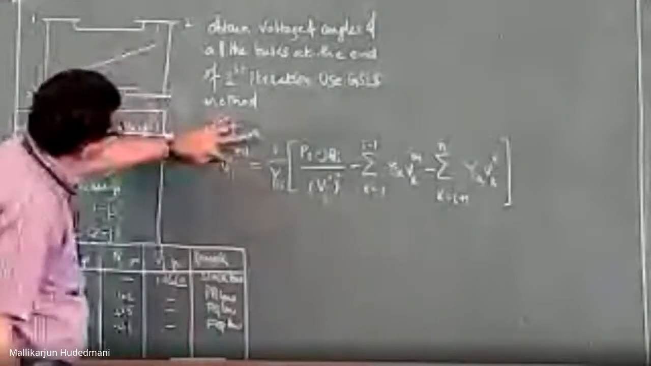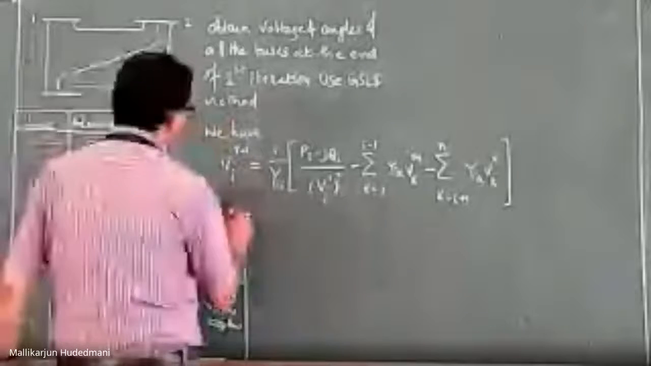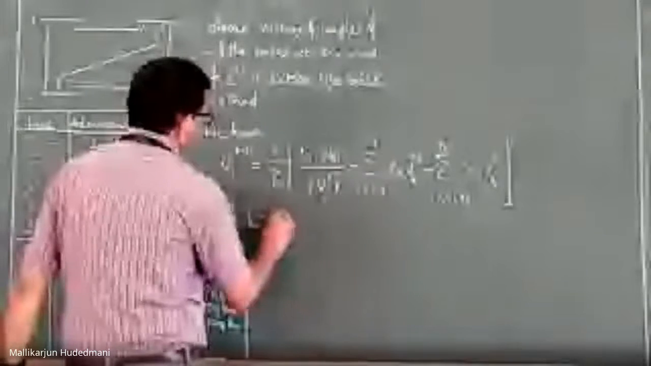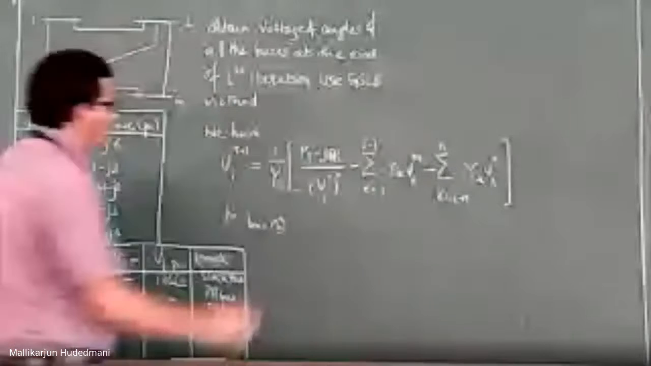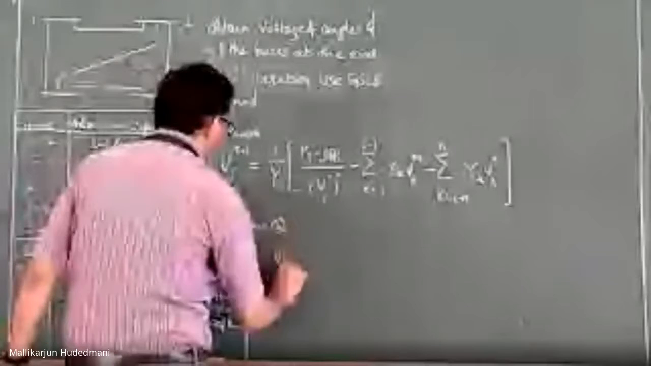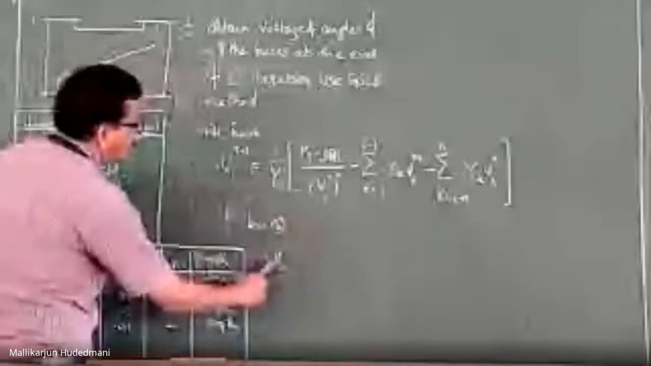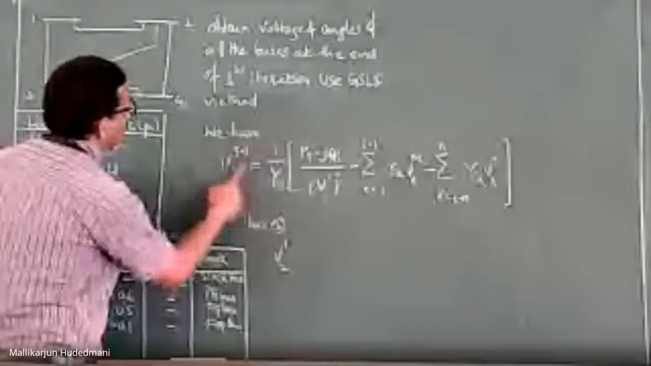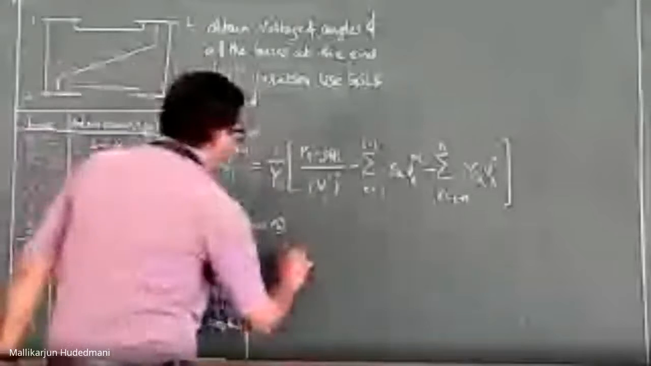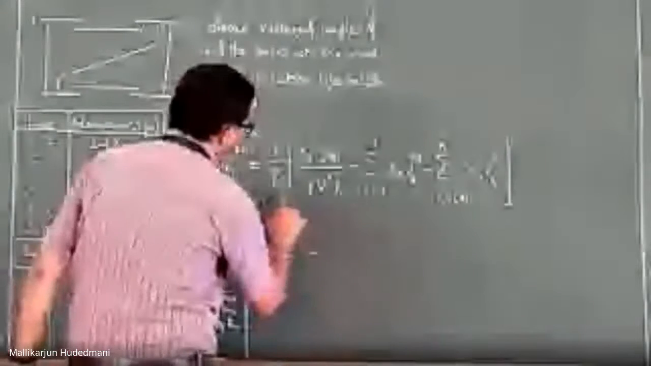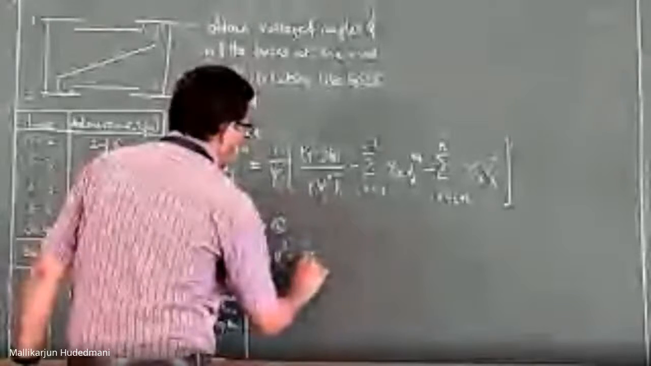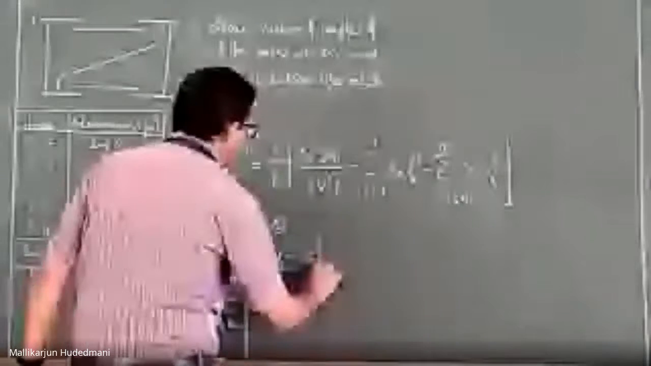What will happen? V2. Let me write here, for bus 2, how it will work out. It is V2 of 1, the voltage solution of bus 2 at the end of iteration 1. R equal to 0, 0 plus 1 is 1. V2 of 1 is equal to, how do you write here? 1 divided by Y22.